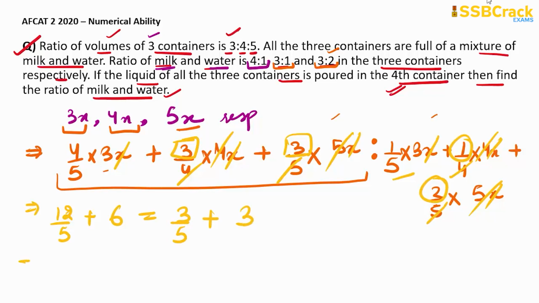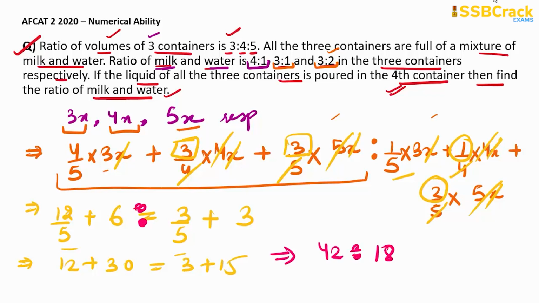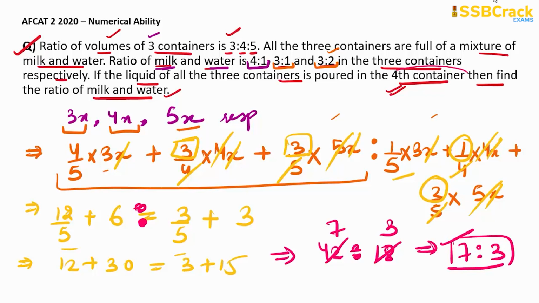Now we can take the LCM. So it will be 12 plus 30, 5 6s are 30, equals to 3 plus 15, and this 5 will cancel from the denominator. So this will be equal to 42:18, and here is also a ratio, right? So this will be equal to 6 7s are 42 and 6 3s are 18. So the required ratio will be 7:3. That is the ratio of milk and water in the fourth container. So now I hope this question is clear to you.